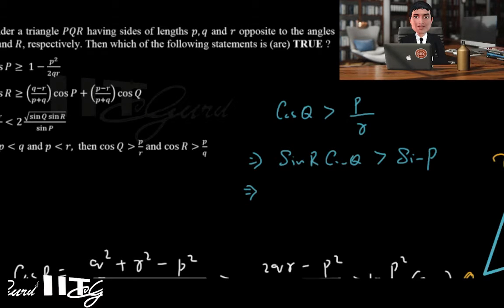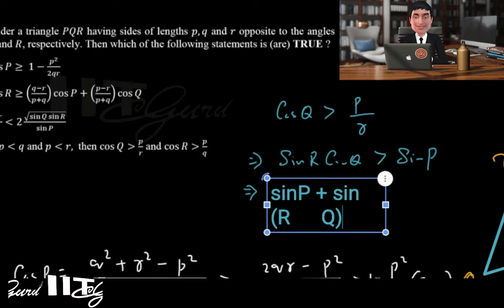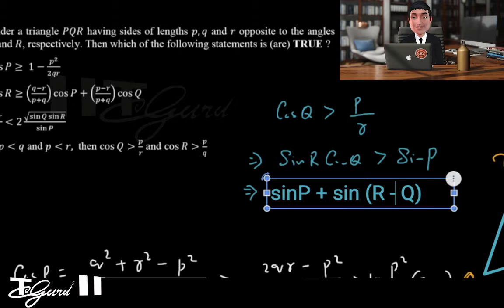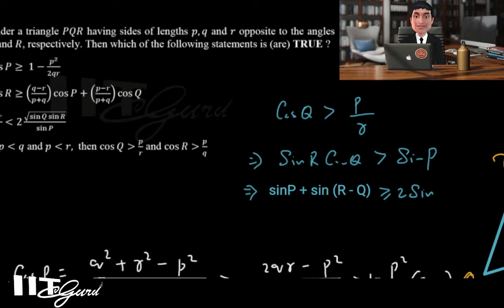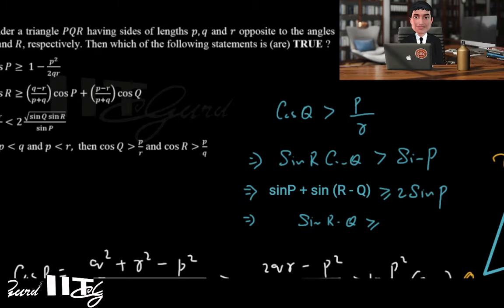And this implies for Q that we say 180 minus theta, so that is sine R minus Q. So sine P plus sine of R minus Q will be greater than 2 sine P, and hence in this way one of the sine P is cancelled. So sine of R minus Q is greater or equal to sine P. This implies that it need not necessarily hold true if R is less than Q. So we conclude it need not necessarily hold true.